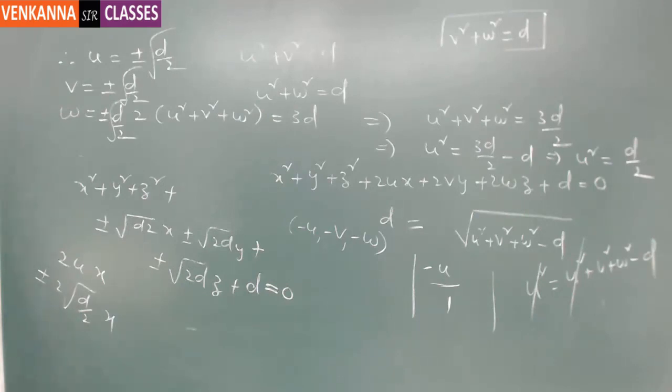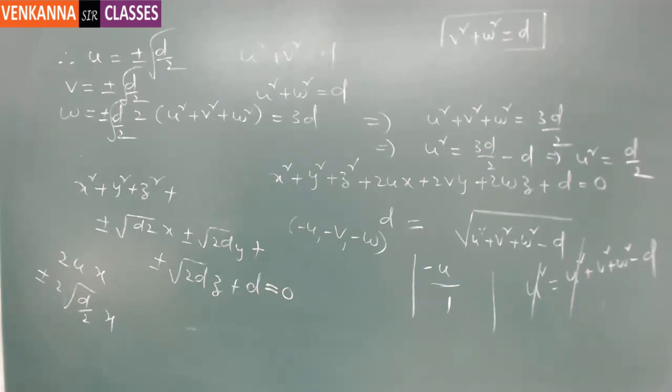Now the interesting thing here is how many such spheres can be had. So here the parameter is d. You can fix any constant value for d. You take d is equal to 1, you take d is equal to 2, you take d is equal to 3, and so on. For each d value, you are getting a sphere, isn't it? So you will get an infinite number of spheres which will touch the coordinate planes.